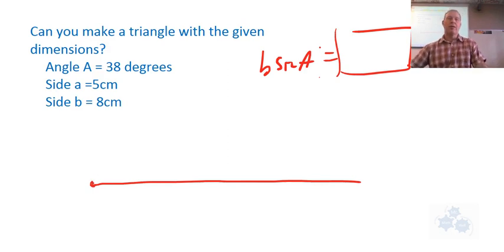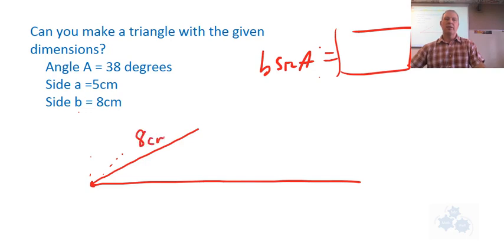And then I sketch out what would be approximately 38 degrees. It doesn't have to be exact at all. But 45 would be halfway between 0 and 90, right? So 38 is going to be about here. Let's just say side B is this side right here, so this is 8 centimeters. Now if this is 8, 5 is going to be about here, a little more than half.